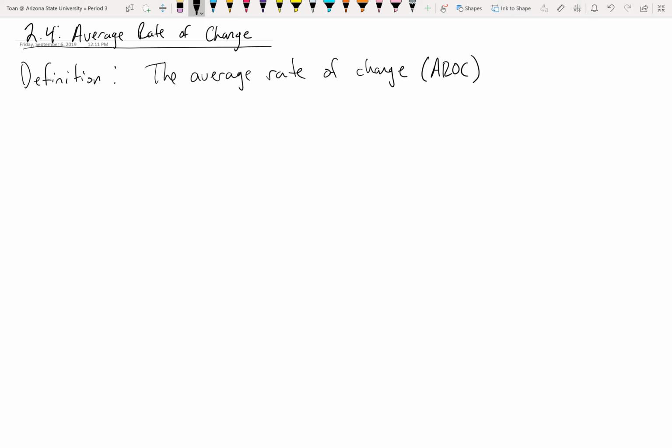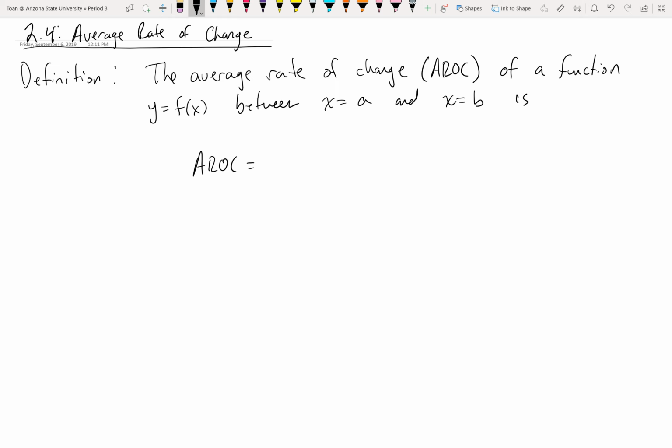So the average rate of change of a function, just a generic function, y equals f of x, between two x values, say x equals some number a and x equals some number b, so average rate of change is always between two numbers, is this formula. AROC equals the change in y over the change in x.